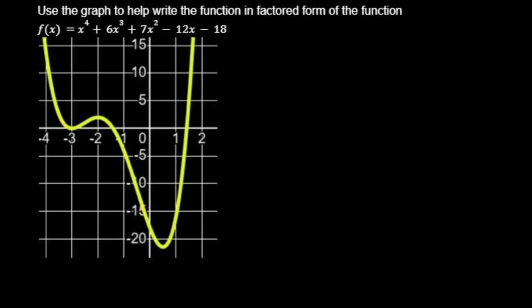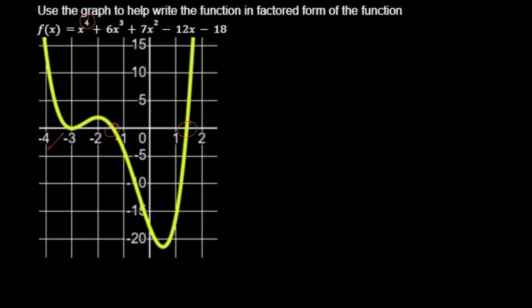Okay, in this example, we're going to use the graph to help write the function in factored form. When we write it in factored form, it's very similar to when we're finding the roots, except we don't actually apply quadratic formula if we can't factor it further. So just like before, I'm going to look at my graph for any roots that I can actually tell what they are. I can see I have these two roots here, but I'm not quite sure what they are. I do know I should have a total of 4 roots.